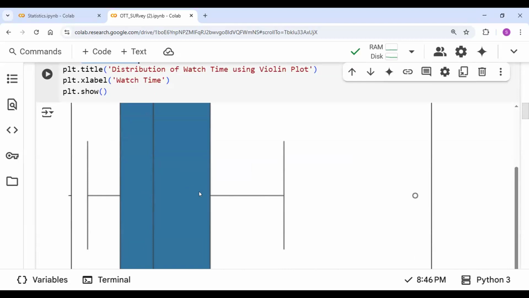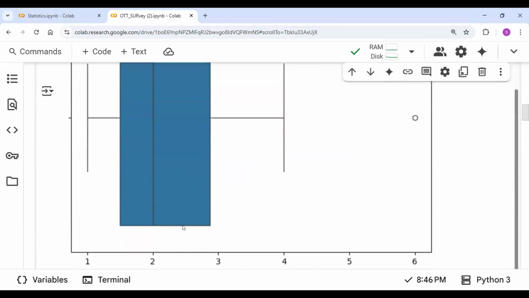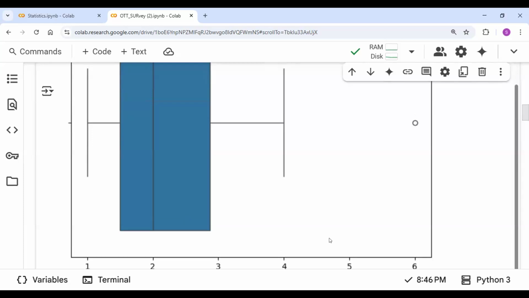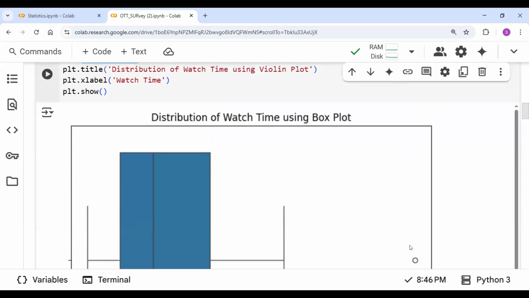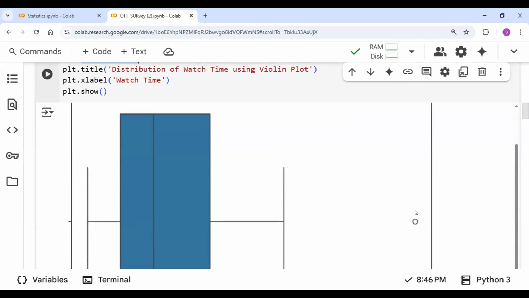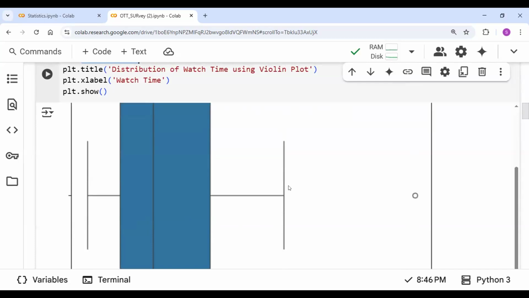From Q2 to Q3, there is some variation. It's not deviation, it's spread. The spread of variation is there towards the right, so it is called right skewed. But one data point is showing the deviation, that is the watch time hour of 6. The remaining data fall in the range of values.